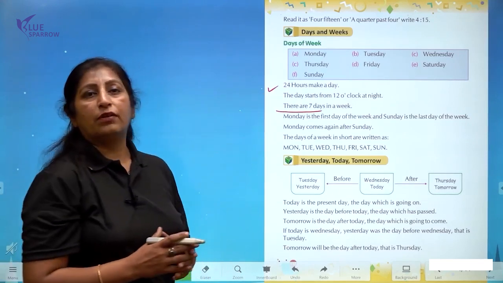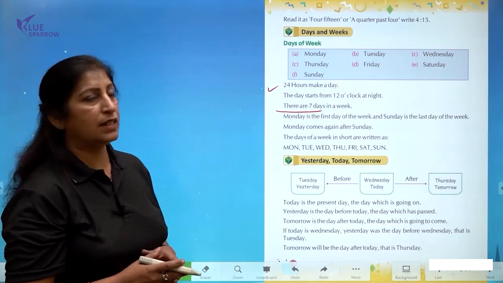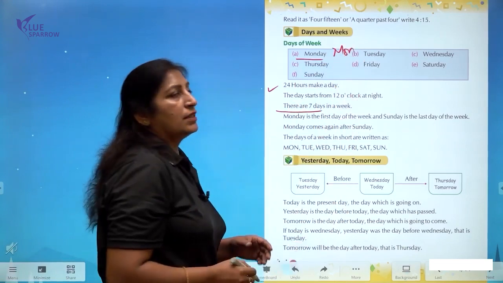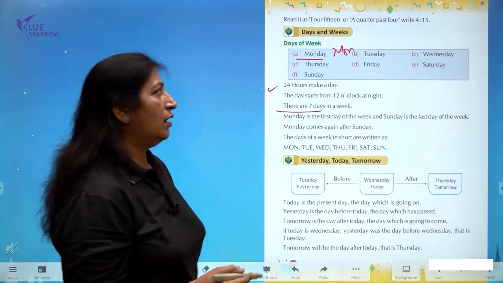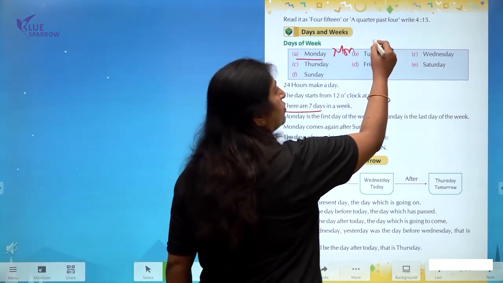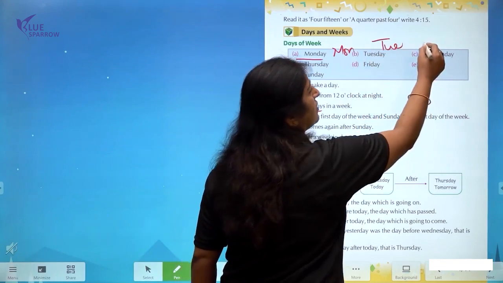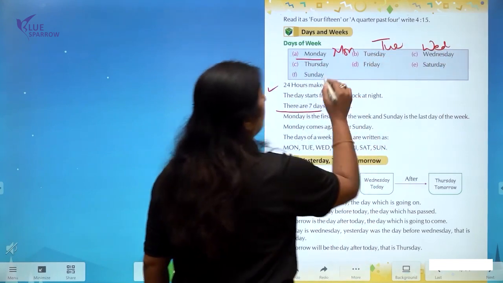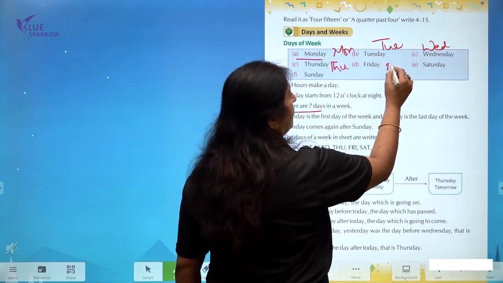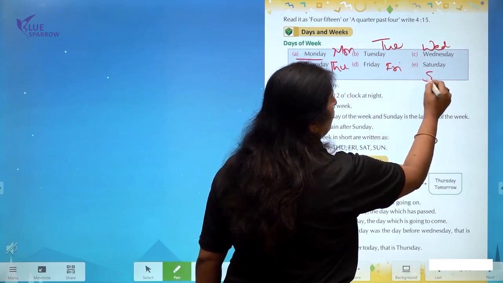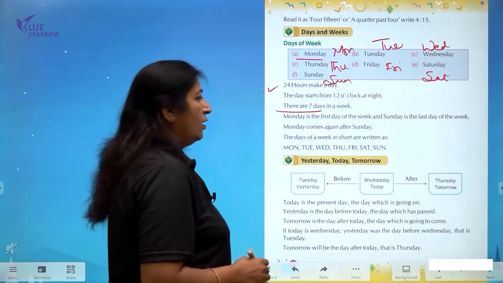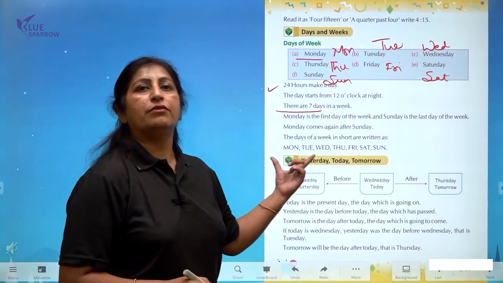Now we try to write the short forms of these weekdays. Monday is written in short form as MON. Just write the first 3 letters of each day. In this way, you would write the short form of each day. For Tuesday, you can write TUE. For Wednesday, you can write WED. For Thursday, THU would be written. For Friday, FRI is written, the short form of Saturday is SAT and the short form of Sunday is SUN. So these are the short forms of the weekdays.